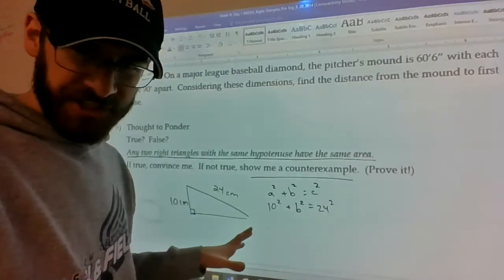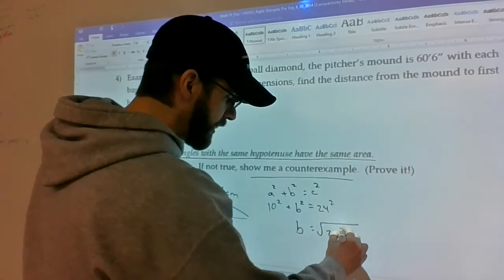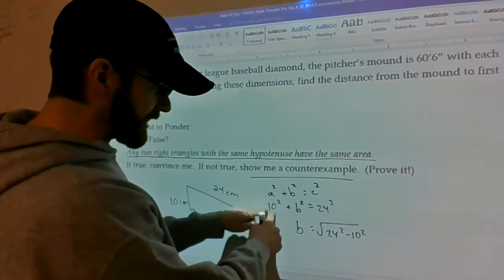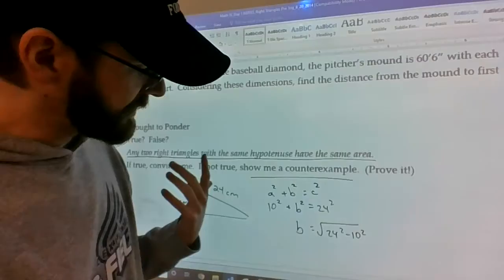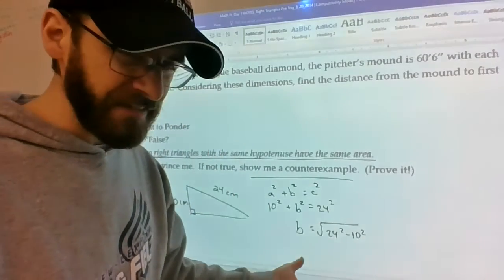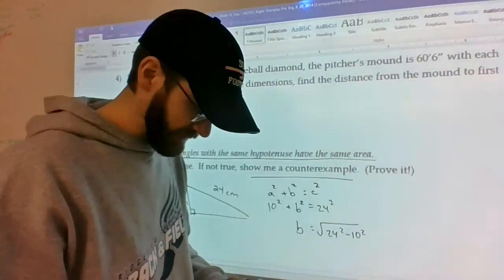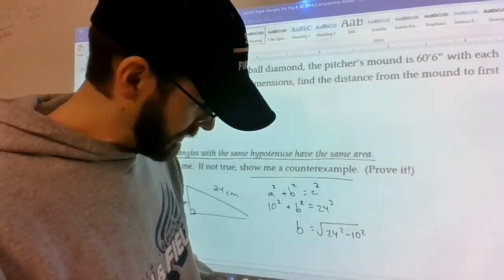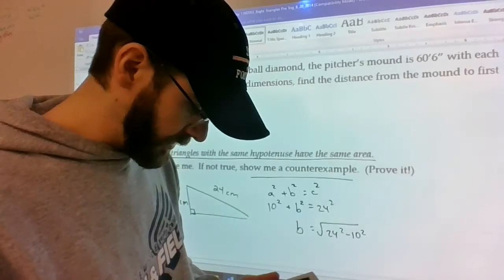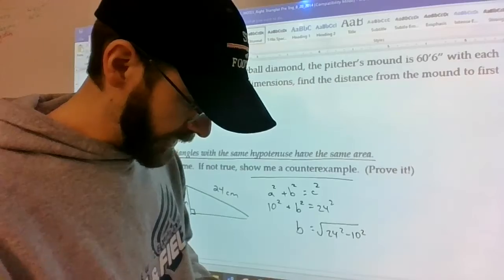I'm going to skip a bunch of steps here. I'm going to say b equals the square root of 24 squared minus 10 squared. I subtracted that over and square rooted both sides. So I think this gives us, what, 476? Something like that? Root 476? Let me be 100% on this. 24 squared minus 10 squared. Yeah, we're good. Okay.